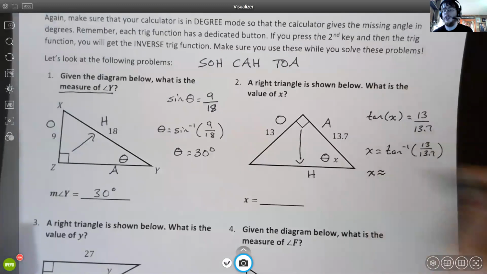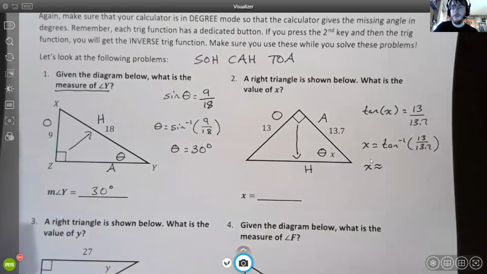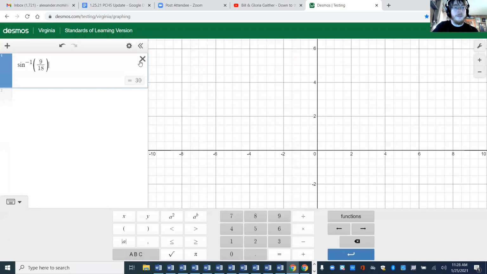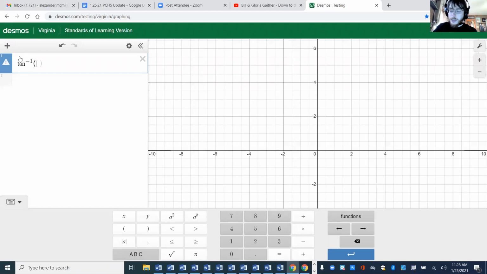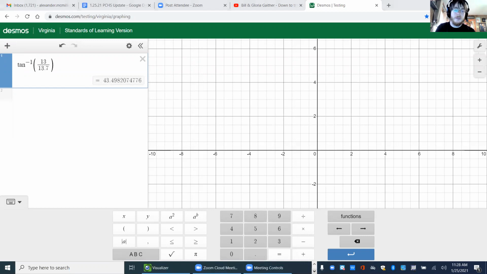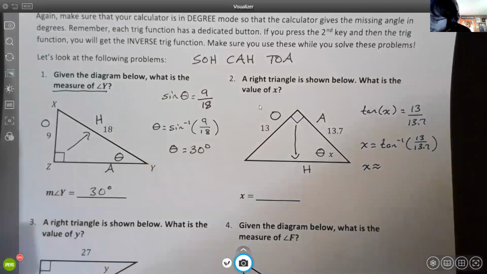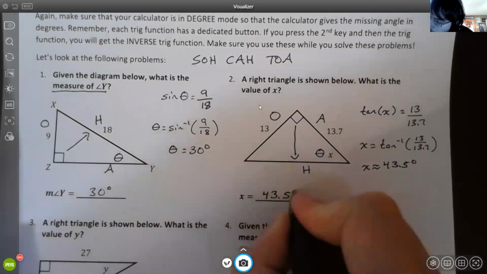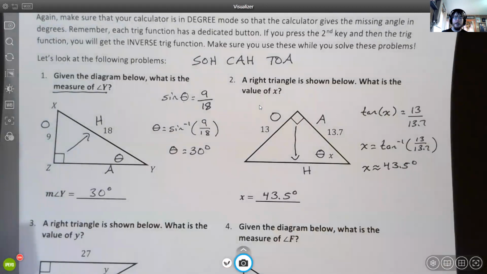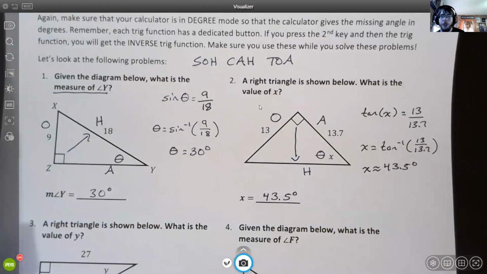If we go to our calculator, to Desmos, we're going to type in inverse tangent of 13 over 13.7. And that gives us 43.4982. If we round that to the nearest tenth, we would get 43.5 degrees. So x is approximately 43.5 degrees. For any of these problems, just make sure that you are rounding to the nearest tenth for the most part.